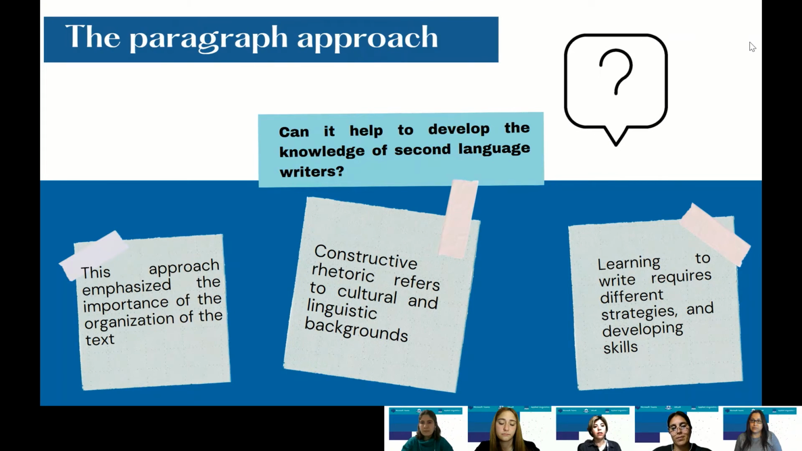In addition, contrastive rhetoric focuses on culture, thought patterns, and the interference it may produce in second language writers. Hence, the success of written communication may change between collectivist and individualist writers. To sum up, learning to write requires different strategies and developing skills, as well as identifying, internalizing, and reproducing these patterns. Then the text is made and developed through complex discourse structures.